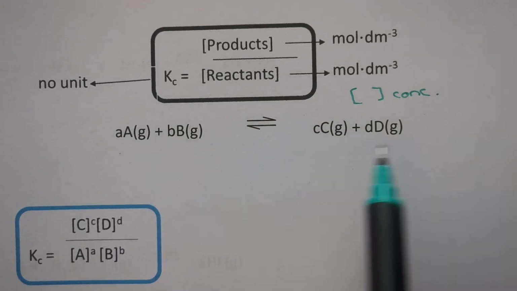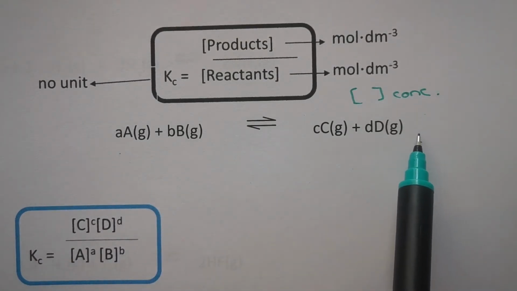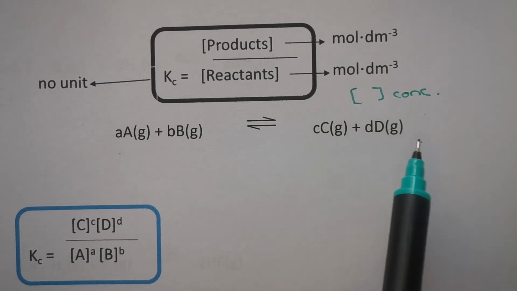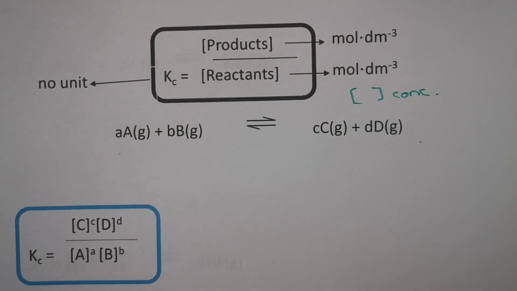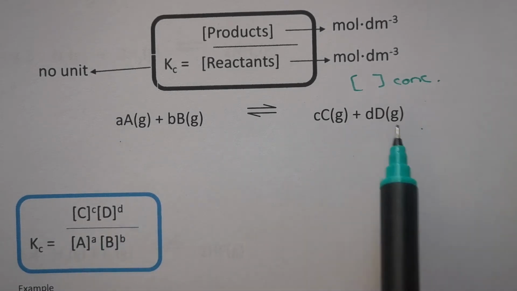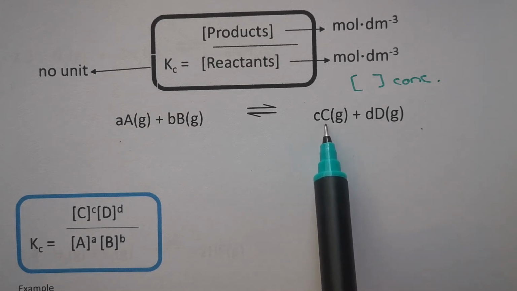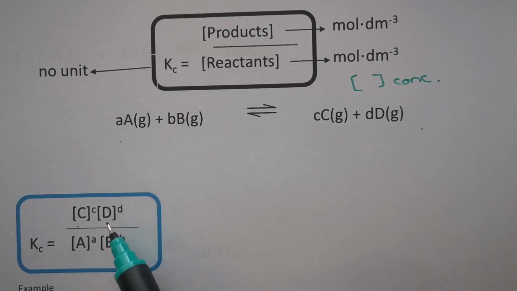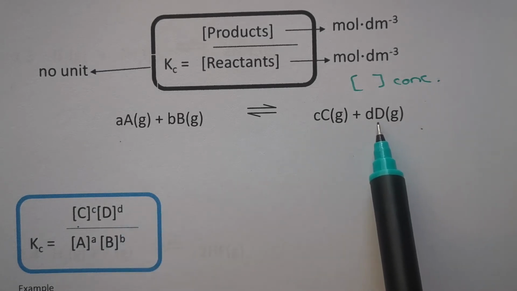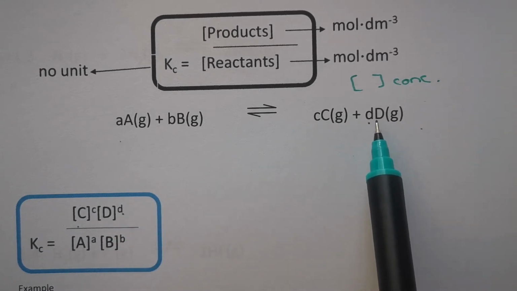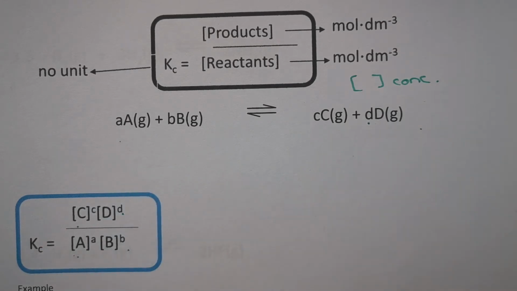So let's consider this as a hypothetical balanced equation that's at equilibrium. And when we write the Kc expression, we look at it in the following way. We've got our products over our reactants. We take the concentration of the one product raised to the power of the mole ratio in the balanced equation, multiplied by the other product raised to the power of the number in the balanced equation, over the same thing for the reactants.